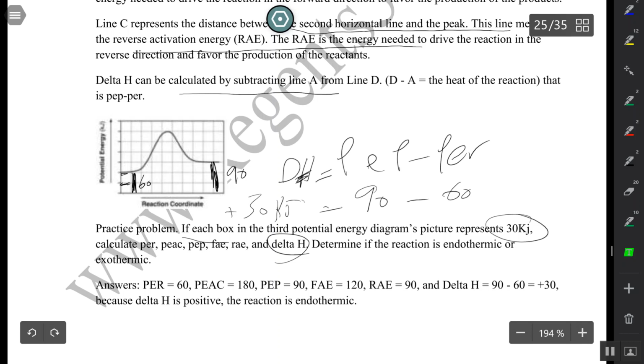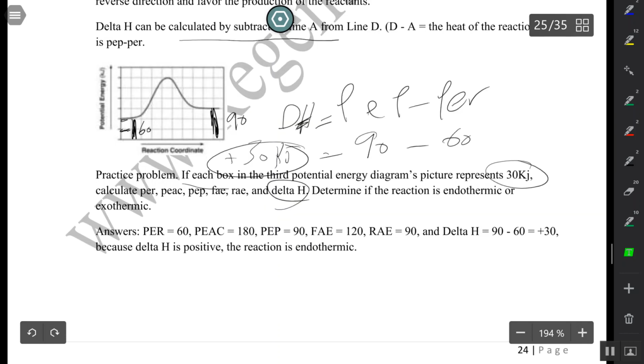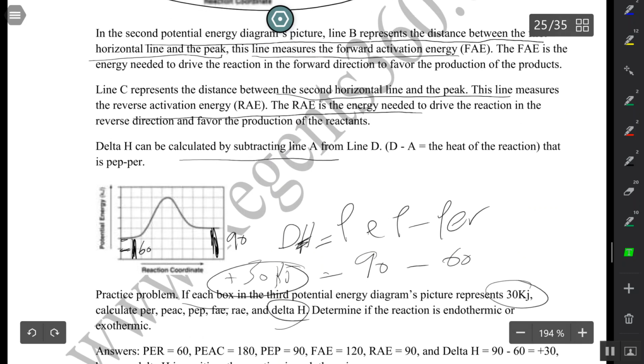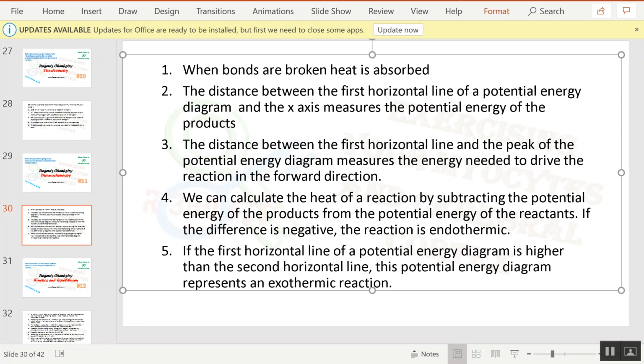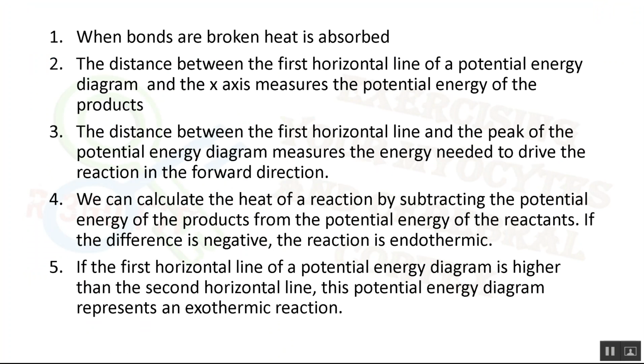Positive delta H, again, means an endothermic reaction. So that's pretty much it for today. Let's go back to the questions. Here they are. Read the following statements, determine whether they're true or false. Pause the video, and have a nice day.